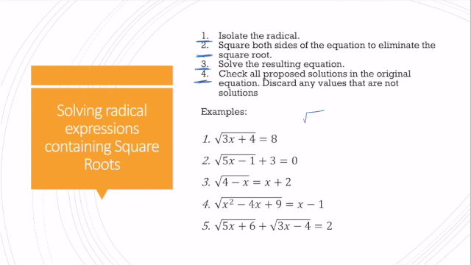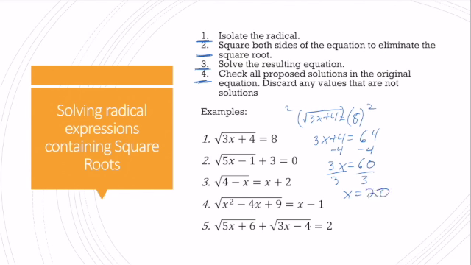If I have the square root of 3x plus 4 equals 8, this is our first example right here, I'm going to square both sides to eliminate the square root. Remember, what I do to one side, I need to do to the other. Square roots cancel squares, so I'm left with 3x plus 4 equals 64. I subtract 4 from both sides to get x all by itself. So I have 3x equals 60. I divide both sides by 3. I get x equals 20.